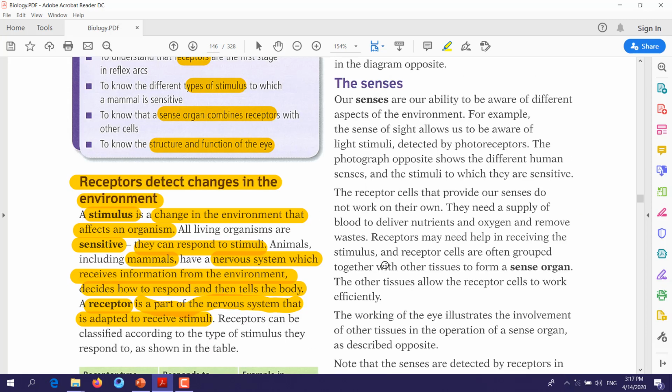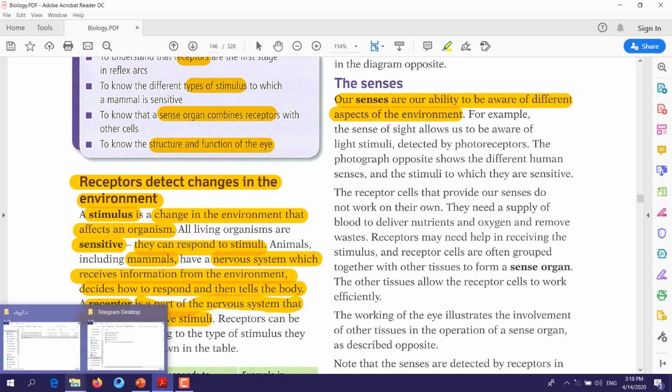The senses. Our senses are our ability to be aware of different aspects of the environment. What's that mean? As we know, in our body, we have senses. We have the five senses. These five senses are controlled. What does that mean? It means they cannot work just by themselves. They need something to control them.